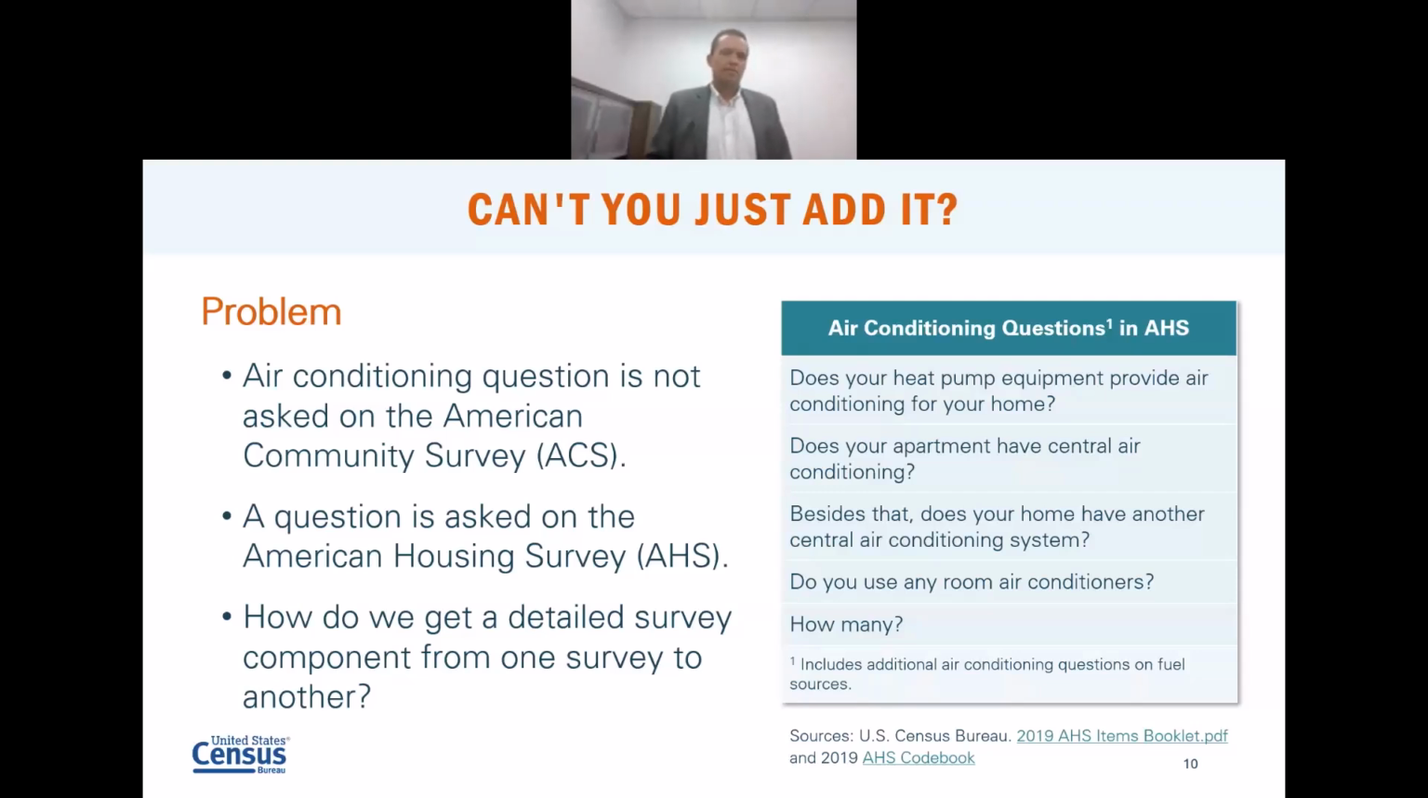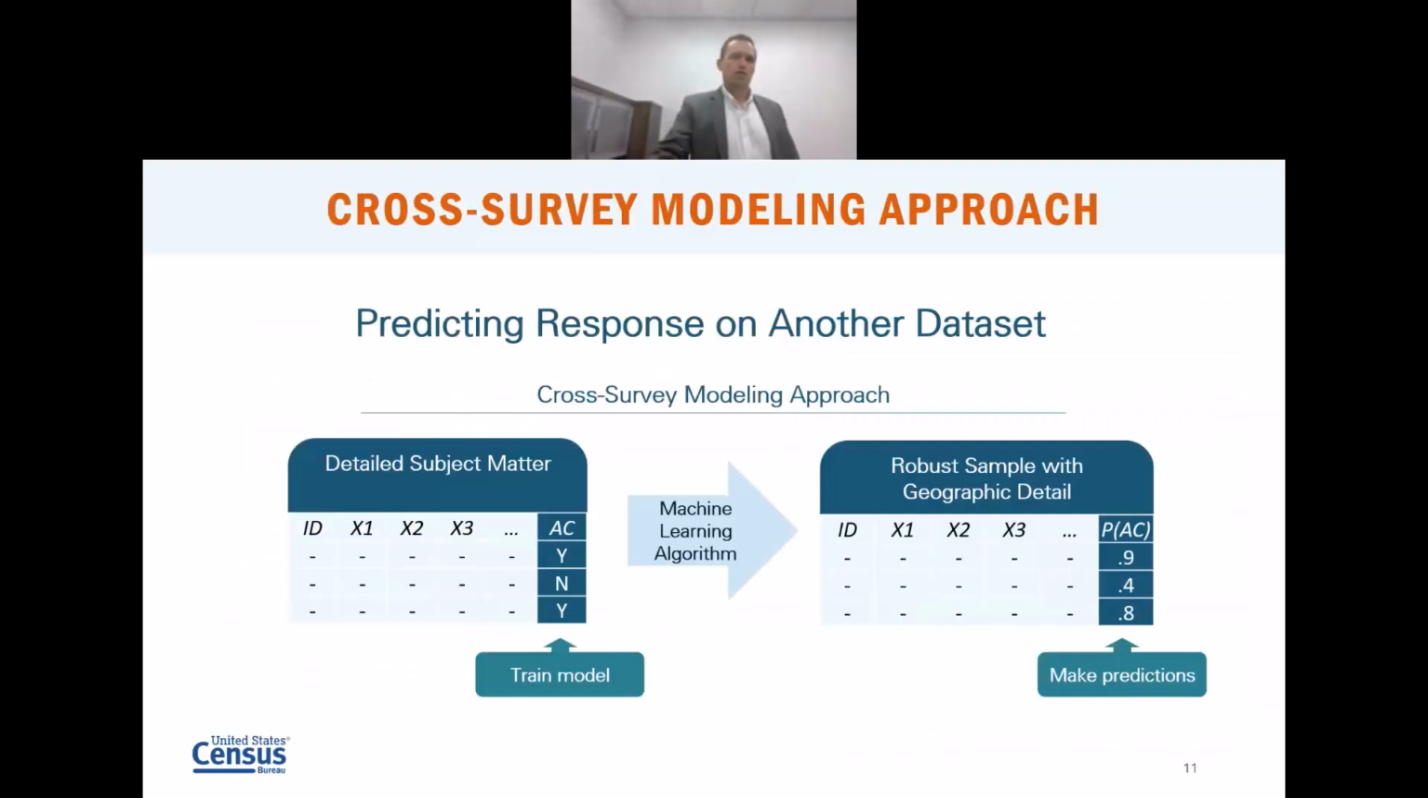And how do we get that from one survey that has detailed information, in this instance, the American Housing Survey, to one that has more geographic granularity. And so in this instance, it would be the American Community Survey. And that's where we came up with the cross-survey modeling approach, that we would utilize the data in the detailed subject matter survey to go ahead and train a machine learning algorithm that could be applied to the survey that had a more robust geographic sample. And we could apply probabilities to each of those respondents.